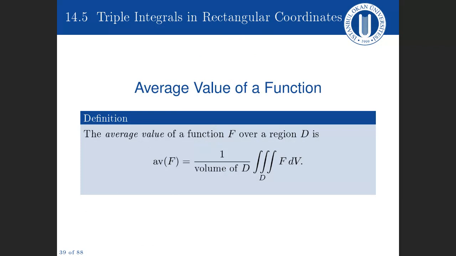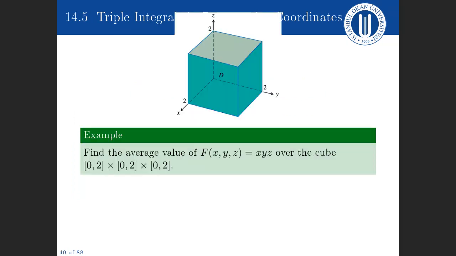Average value of a function. The average value of a function capital F is 1 divided by the volume of D multiplied by the triple integral of F over D. For example, find the average value of capital F equal to xyz over this cube. That's the cube where x is between 0 and 2, y is between 0 and 2, and z is between 0 and 2. One way to write this cube is the closed interval from 0 to 2, cross the closed interval from 0 to 2, cross the closed interval from 0 to 2.